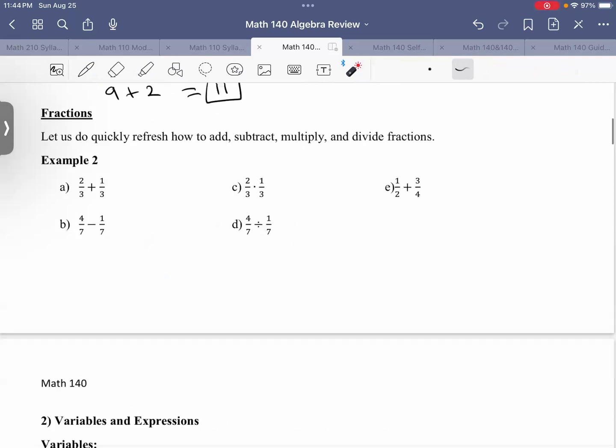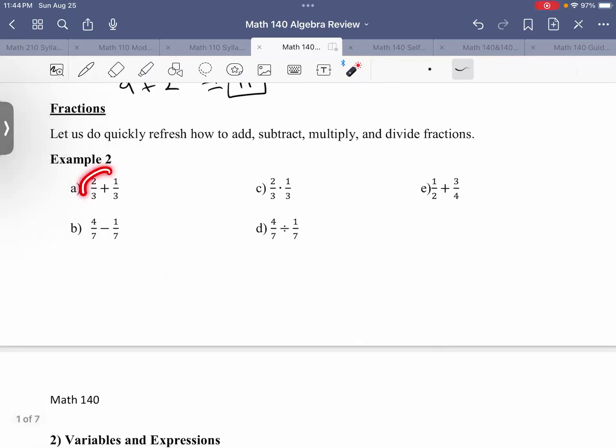If we look at example A, we have 2/3 plus 1/3. We have the same denominator, so we can just combine the numerator terms. We can write 2 plus 1 over 3, which is 3 over 3, and 3 over 3 is just 1. Remember, since we have the same denominator, we can just worry about the top.